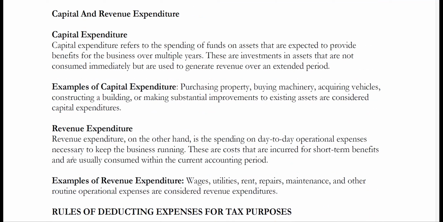Now we have to understand the principle of capital and revenue expenditure. What is capital expenditure? Capital expenditure refers to the spending of funds on assets that are expected to provide benefits for the business over multiple years, or benefits more than a year, right? So these are investments in assets that are not consumed immediately, but are used to generate revenue over an extended period. So when we talk about capital expenditure, purchasing property, plant and equipment, constructing a building, making substantial improvement to existing assets, they are all considered capital expenditure.